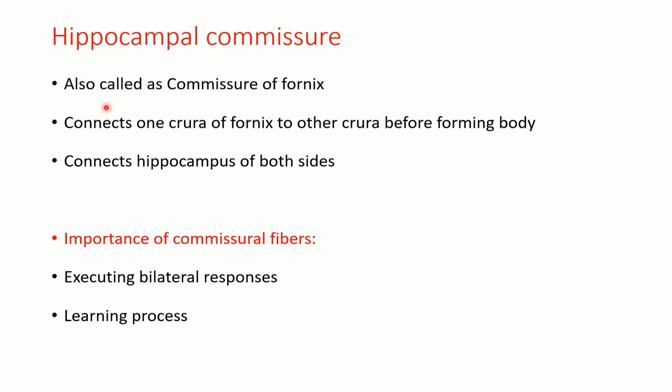Hippocampal commissure, also called the commissure of the fornix, connects one crus of the fornix to the other crus before forming the body. So it connects the hippocampus of both sides. So why are all these commissural fibers important? Because they execute bilateral responses and they help in the learning process. Meaning, if you have learned something with the right hand, the same thing can be reciprocated with the left hand. That is possible due to commissural fibers.